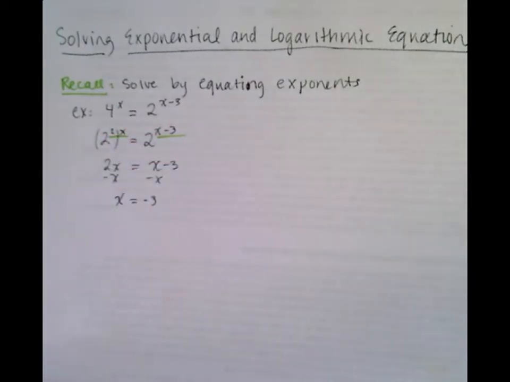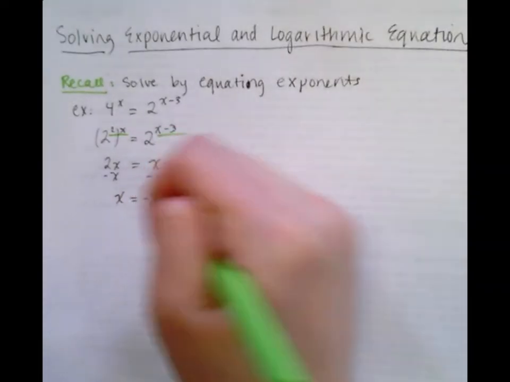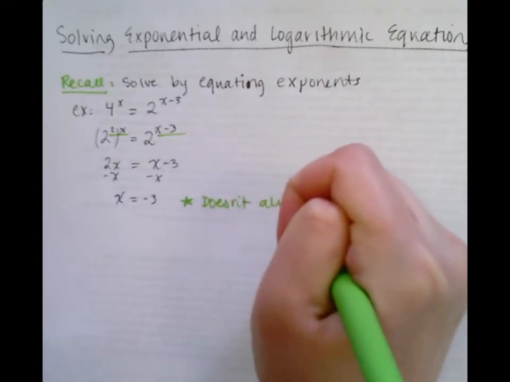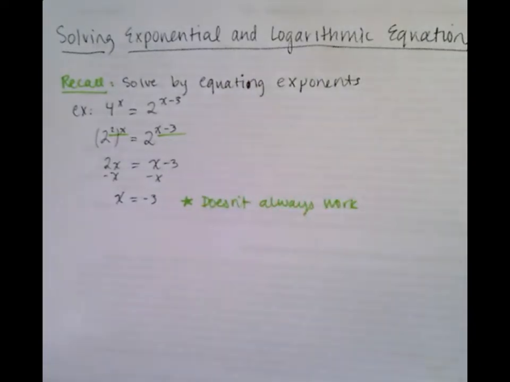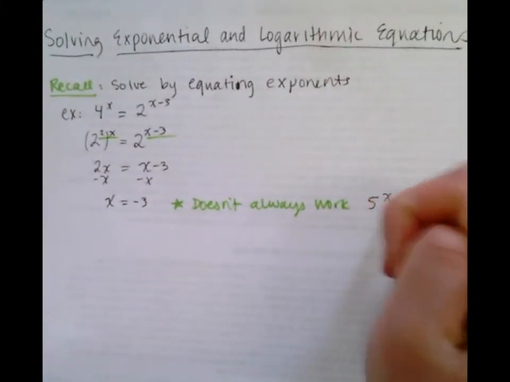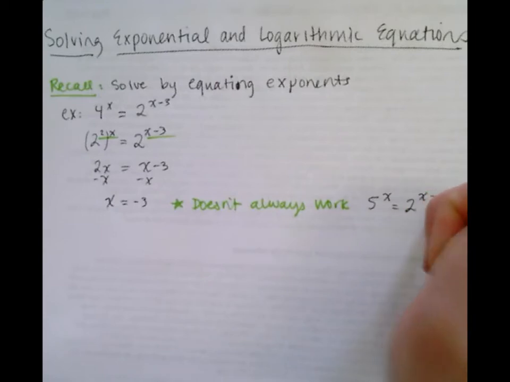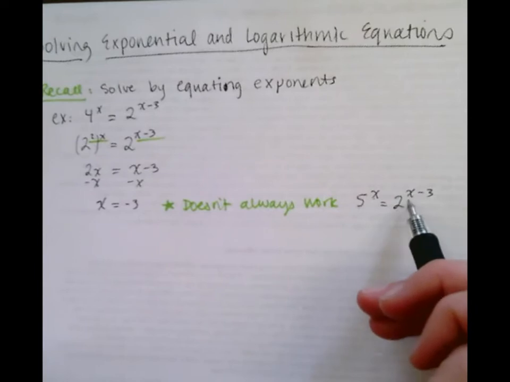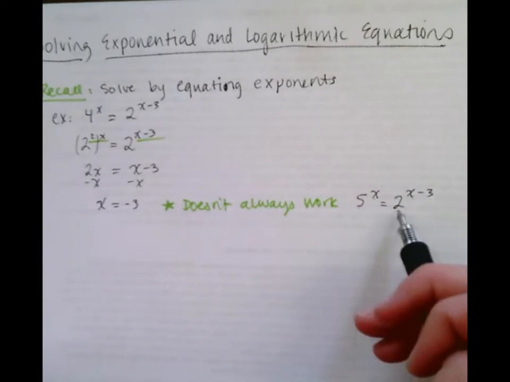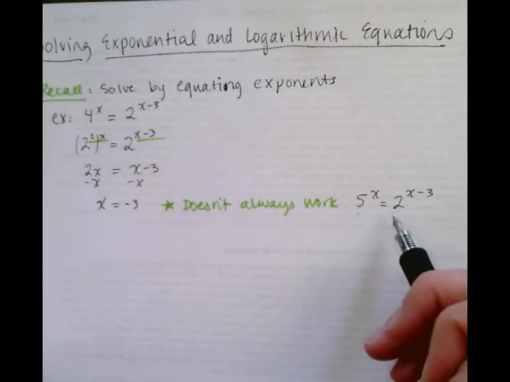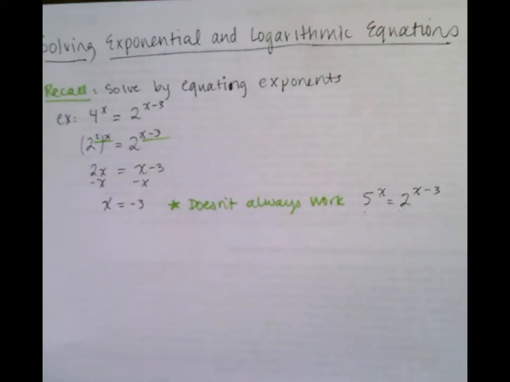Now the problem with this method is that it won't always be possible. So this doesn't always work. And just to clarify why it doesn't always work, if I just switched out that 4 for a 5 in the equation, then I have 5 to the x is equal to 2 to the x minus 3. I can't think of any way to rewrite 5 so that it's some power of 2, right? So this is a situation where we would need to do something different.